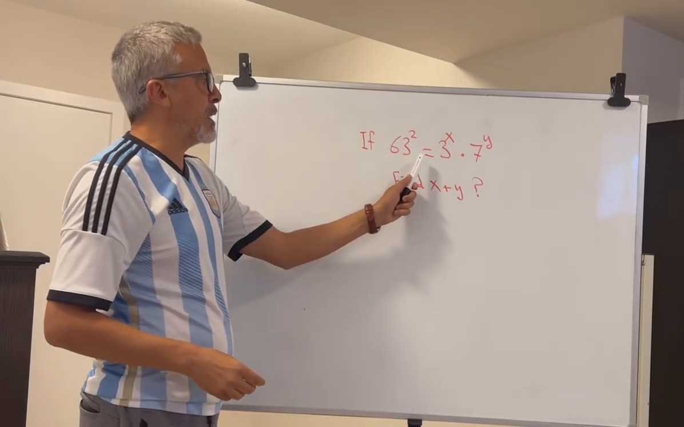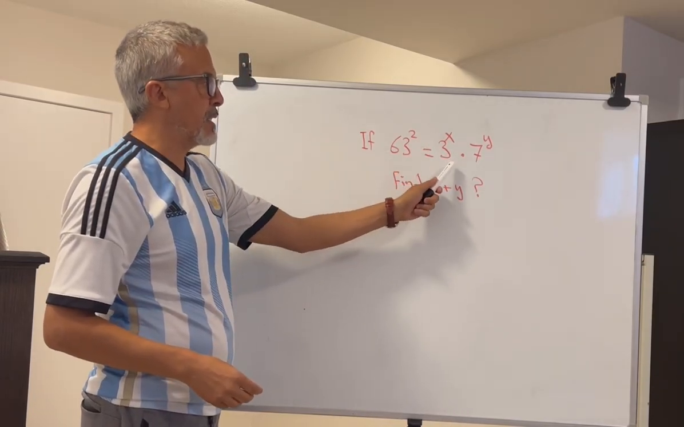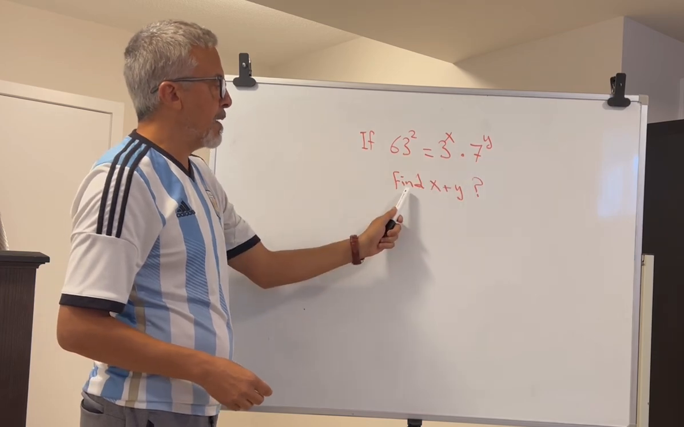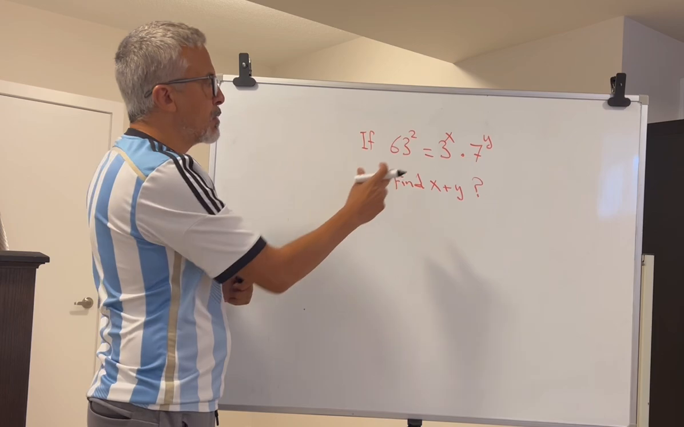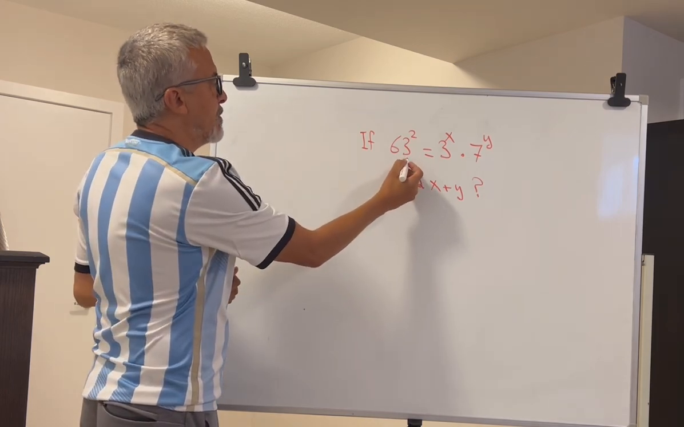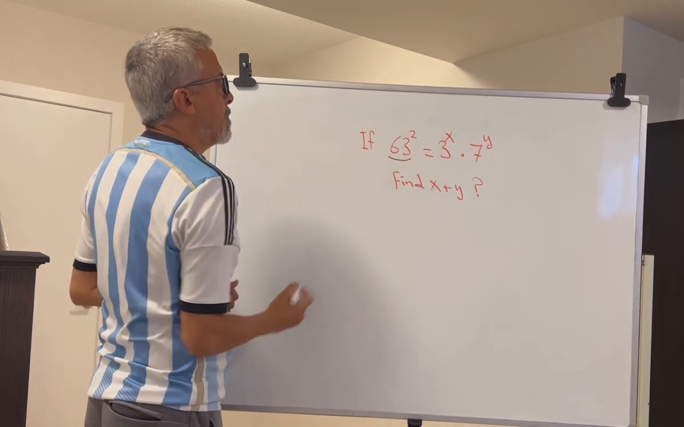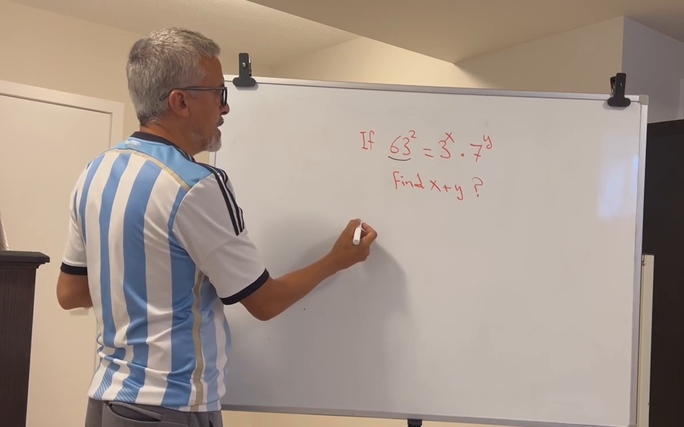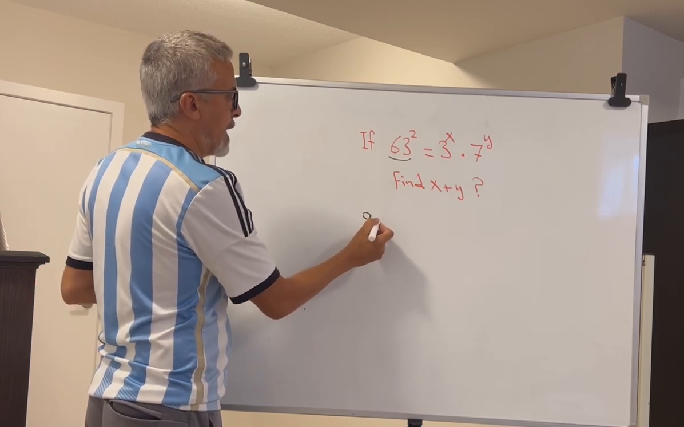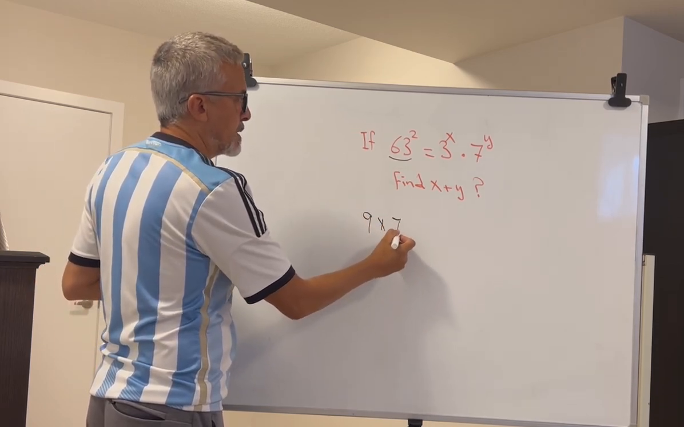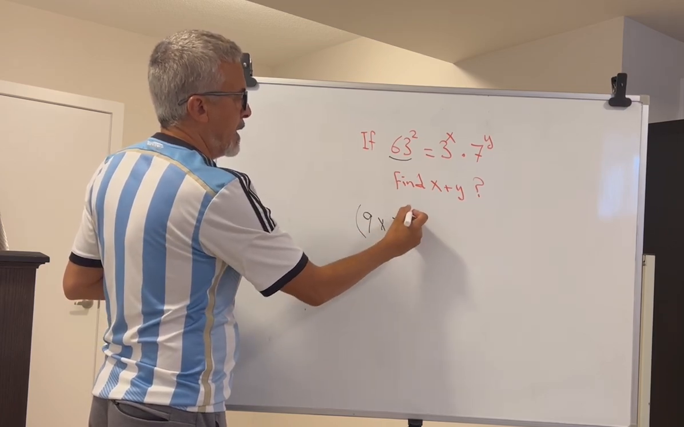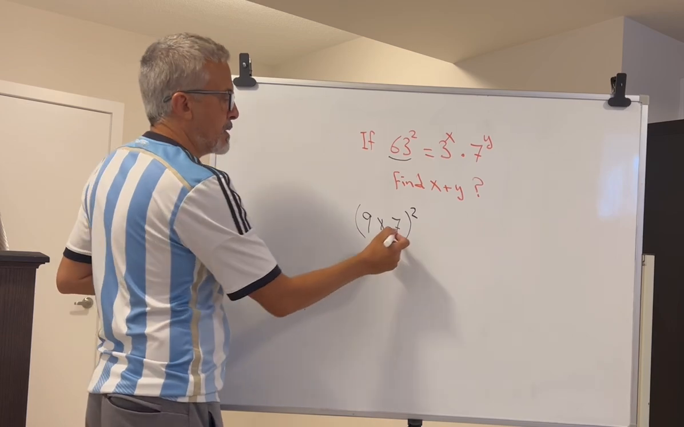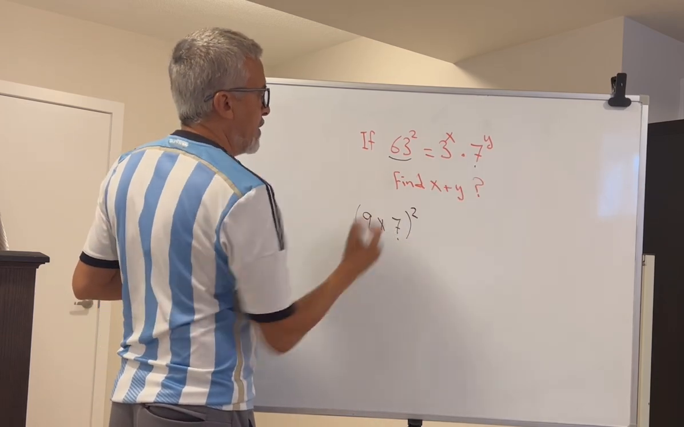If 63 squared equals 3 to the power of x times 7 to the power of y, find x plus y. So here, to be able to do this, we have to take the 63 and manipulate it. So 63, we know we could change that to 9 times 7, and that's squared. Now as you see, we have a 7 here, a 7 there.